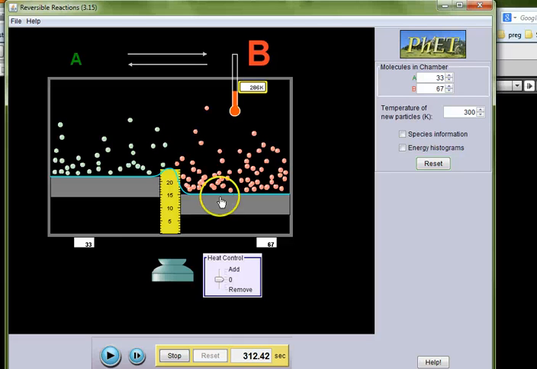All right, so let's go with these numbers for now. We have 33 of A and 67 of B, and that's the concentration at equilibrium for these particles. What is the equilibrium constant? Can you calculate?